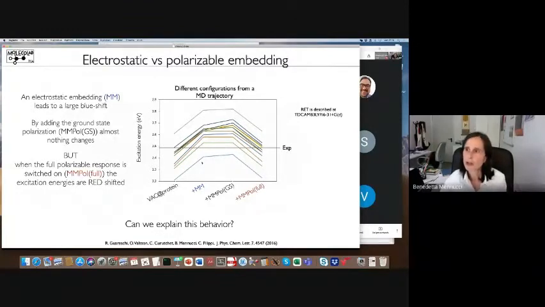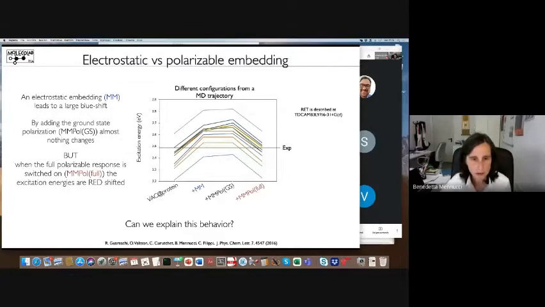Then we switch on the polarization of the environment, but just in the ground state, and we don't see a change with respect to the electrostatic embedding only formulation. But when we switch on the effect of polarization also in the excitation process, we go back to the red. So the final excitation energies are very different from what you obtain in an electrostatic embedding.